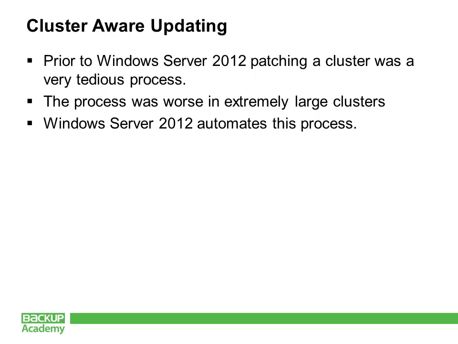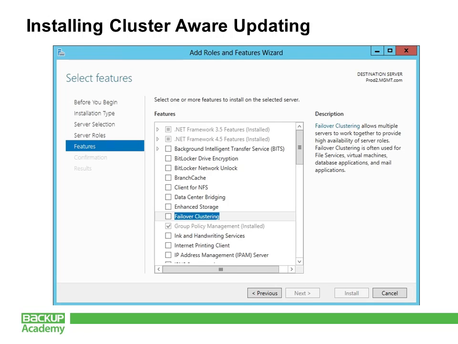Now, cluster-aware updating is installed as a part of the failover clustering feature. So what I've got here is the Server Manager and the Roles and Features wizard, and I've worked through the wizard partially until I get to the features screen. And what we would do is select the failover clustering feature. Now, one thing that I want to point out is that you don't actually have to do this on a cluster node. Yes, the failover clustering feature has to be installed on all of your clustering nodes, but if you want to manage cluster-aware updating from outside of the cluster, then you can install this feature on just about any machine and use that as a management server.